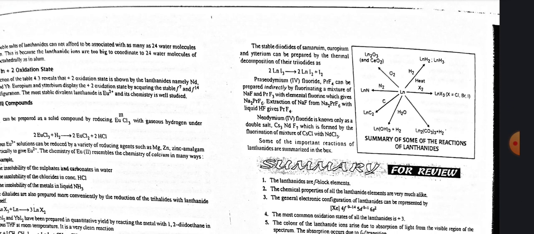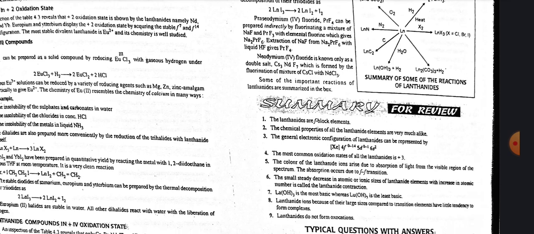The stable iodides of samarium, europium, and ytterbium can be prepared by the thermal decomposition of their triiodides. Praseodymium fluoride can be prepared indirectly by fluorinating a mixture of NaF and PrF3 with elemental fluorine, which gives Na2PrF6. Extraction of NaF from Na2PrF6 with liquid HF gives PrF4. Neodymium fluoride is known only as a double salt, Cs3NdF7, which is formed by the fluorination of a mixture of CsCl and NdCl3.